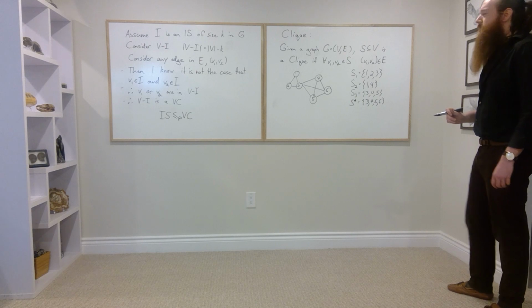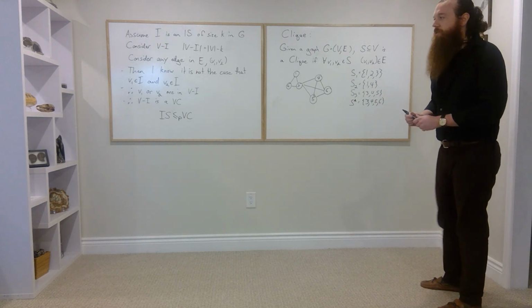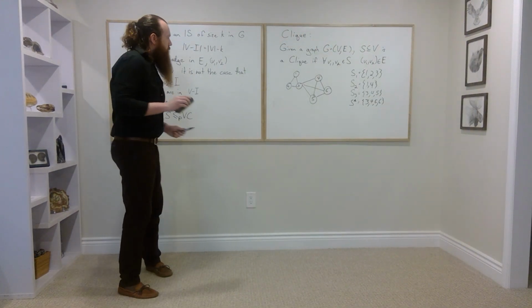Okay. Like I said, I think it's easy to grasp, or easier to grasp what a clique is than an independent set and vertex cover. But does that mean it's an easier problem?